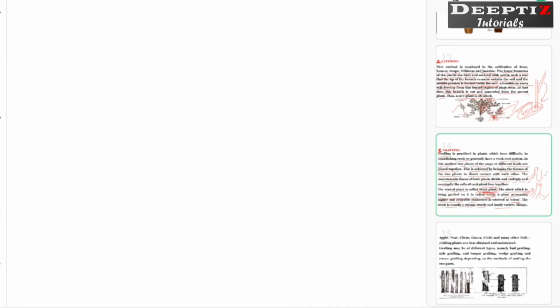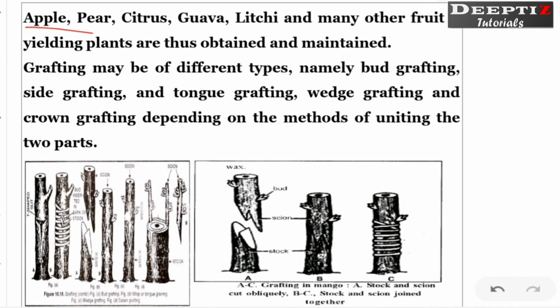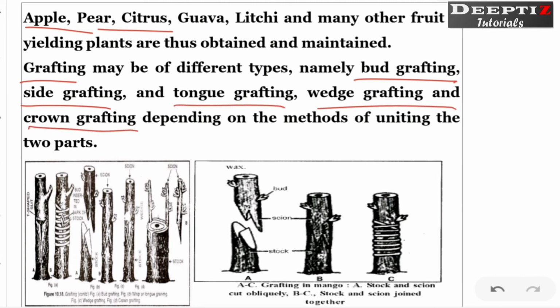Now mango, apple, pear, citrus, guava, lychee, these are all plants where grafting is successfully done. Now these grafting types are there: bud grafting, side grafting, tongue grafting, wedge grafting and crown grafting, depending on the method. You need not study it in detail, you can just understand.